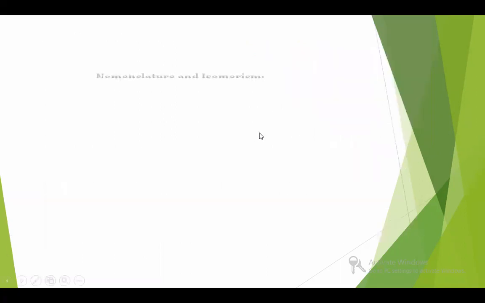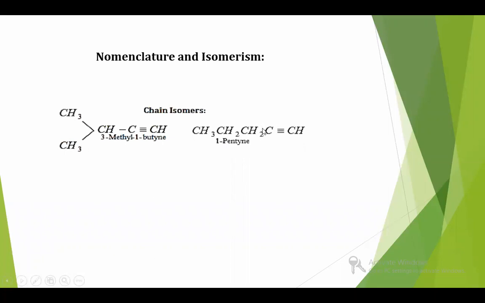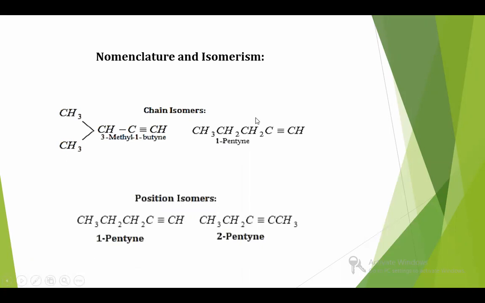Okay, next about the nomenclature. Isomerism: isomers have the same molecular formula but differ in structure. Especially chain isomers and position isomers are noticed in alkynes. In chain isomers, the chain can be a straight chain or a branched chain. Take 1, 2, 3, 4 butyne: the first carbon has the triple bond, so it is 1-butyne. The third carbon has a methyl group.